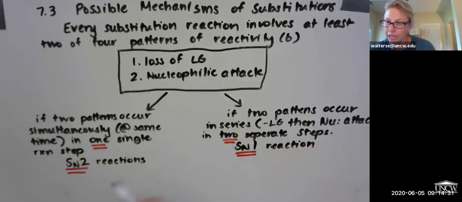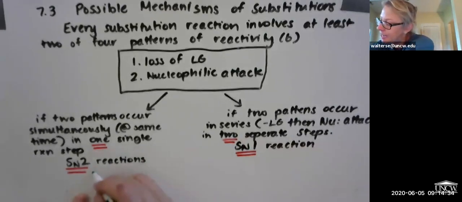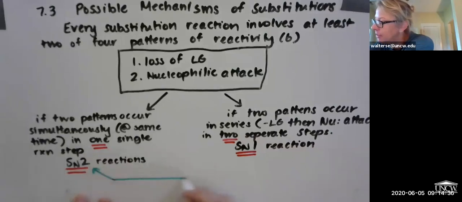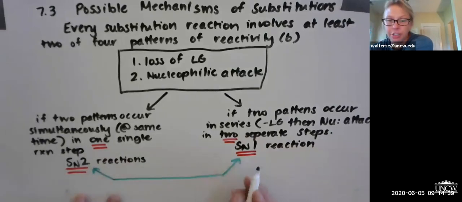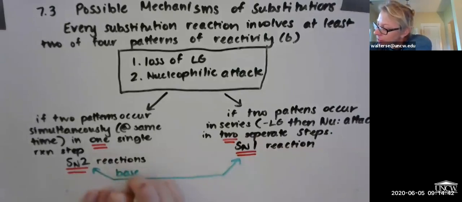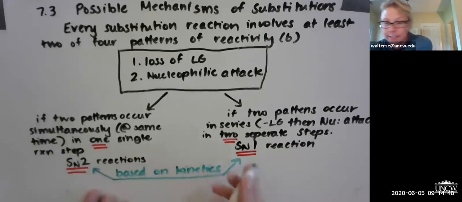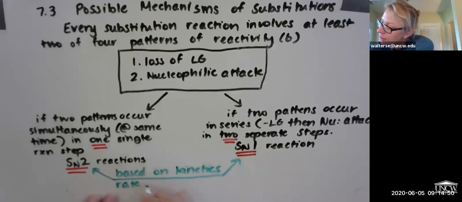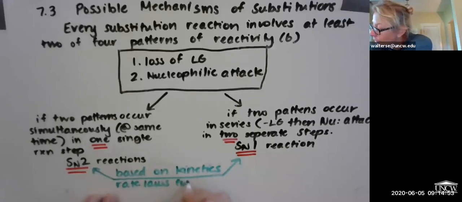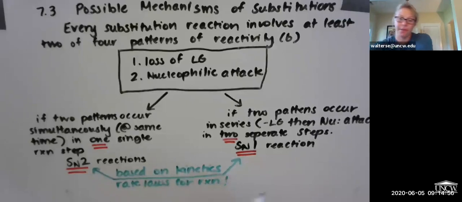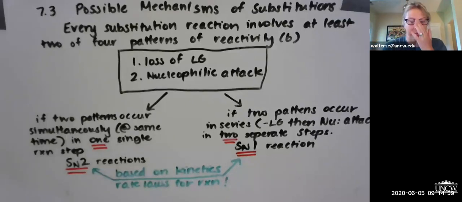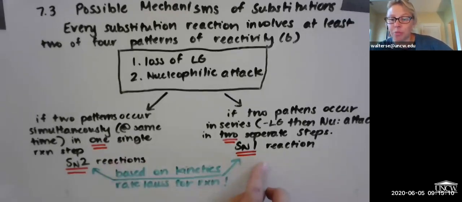Now I'll have to erase this and go to the second slide. These names, SN1 and SN2, are based on kinetics and the rate laws for the reaction. So when you look at those names, you have to think of the kinetics and not the number of steps. So a one step is an SN2, two steps is SN1.